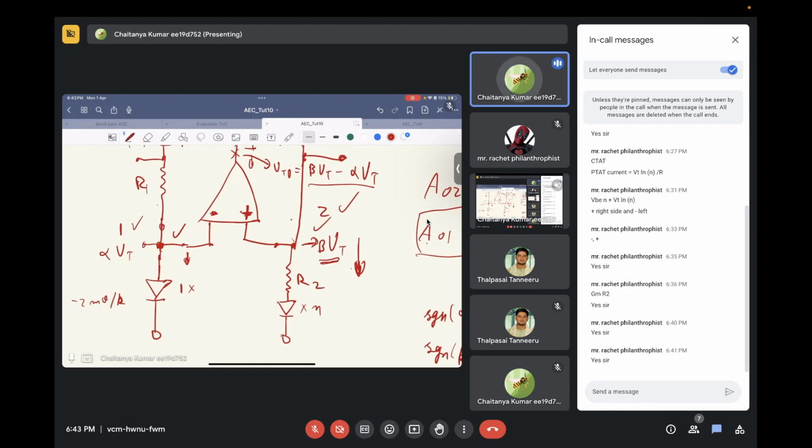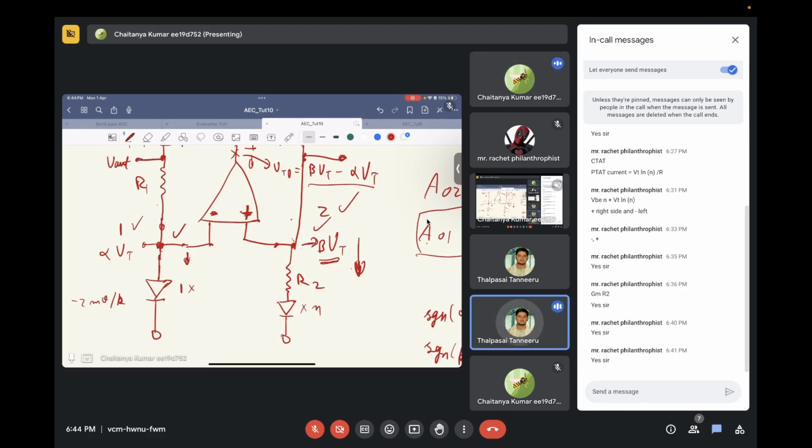So we add them, and if we specifically choose R1 and R2 to make its slope also equal to 2 millivolt per Kelvin, you will get a constant voltage at the node, let's call this V out. So this is how a basic bandgap reference circuit works.